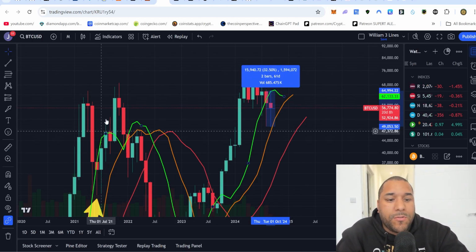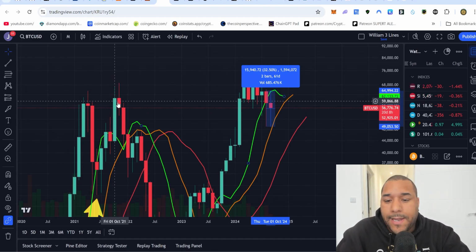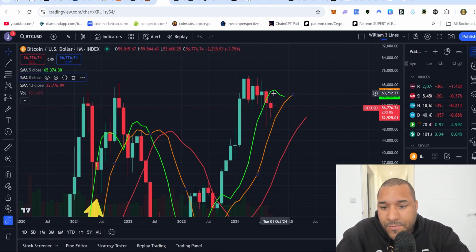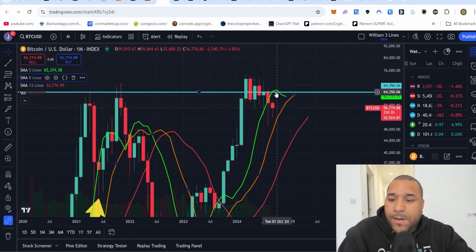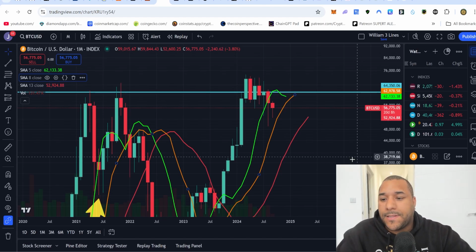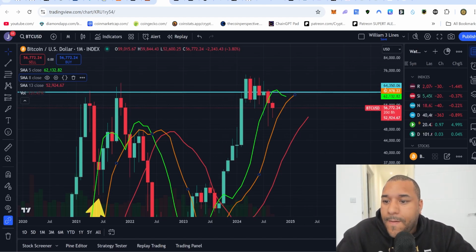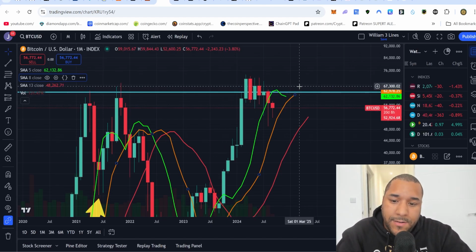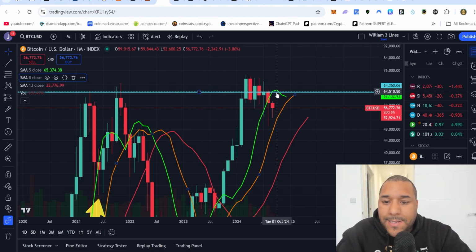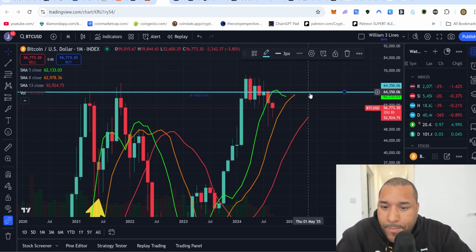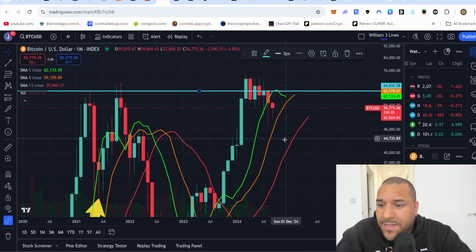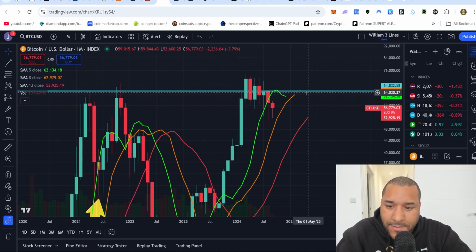Will it pierce through like it did here? Would be great if it did. I'm looking for this to come to at least up to this green line, which marks about $64,000, where this blue line is, $64,350. I'm hoping for it to come at least up to that green line. Maybe even a bit more. Maybe it comes right up, let's call it 65,000.